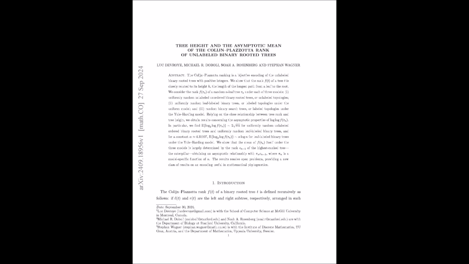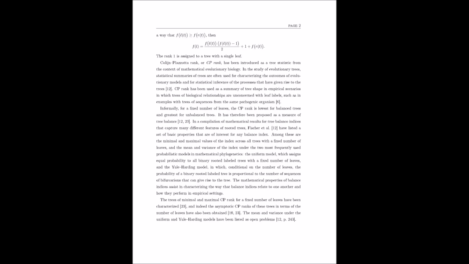The paper we talked about today is just one small piece of a huge puzzle. But by understanding this CP rank and how it connects to tree height and how it plays out with different evolutionary models, we're getting a whole new perspective on the history of life on Earth. It's like we've been given this brand new map, and now we can start exploring all these unknown areas of evolutionary biology.